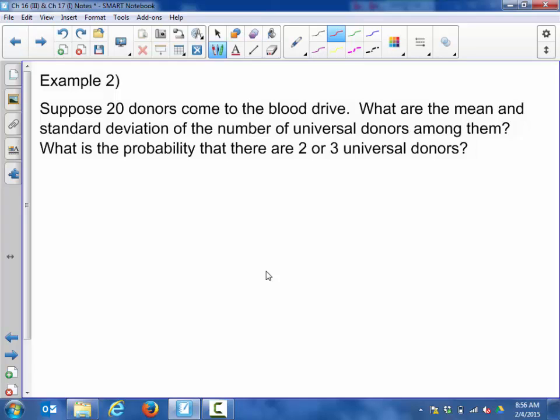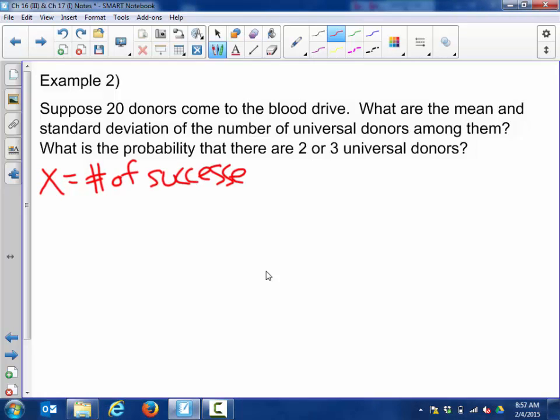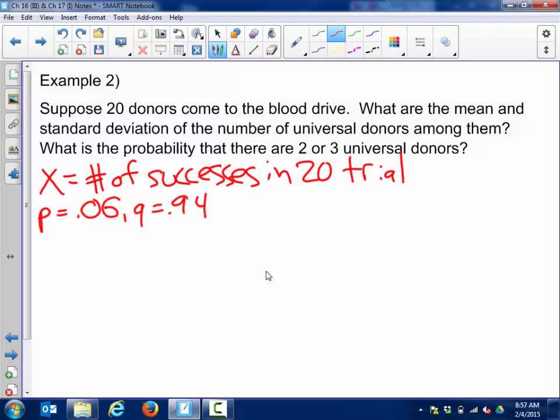Okay, so suppose 20 donors come to the blood drive. What are the mean and standard deviation of the number of universal donors among them? What is the probability that there are 2 or 3 universal donors? Well, this is going back to example 1. Here, the variable is different. We'll define x to be the number of successes in 20 trials, where the 20 trials are just the donors who are having their blood checked. Okay, the probability of success is the same as before, 0.06. Probability of failure is 0.94.